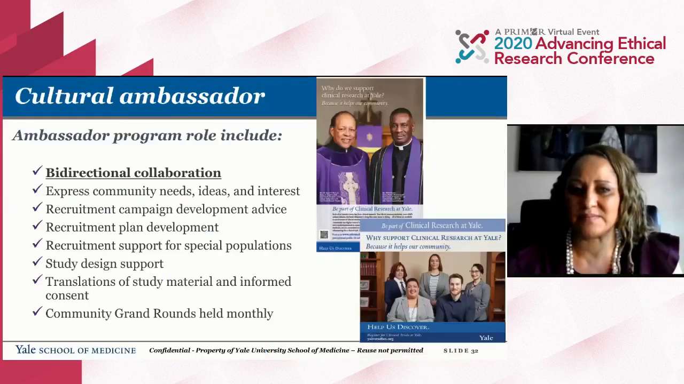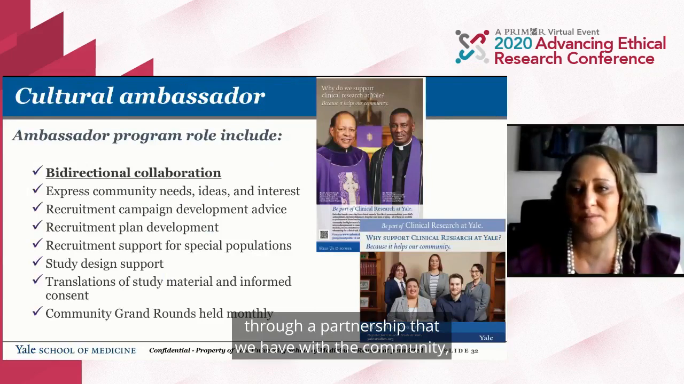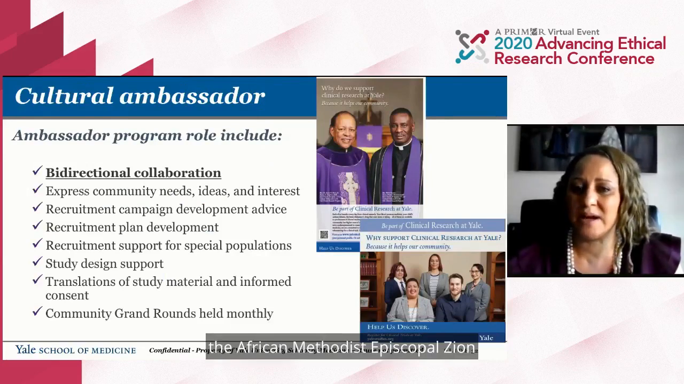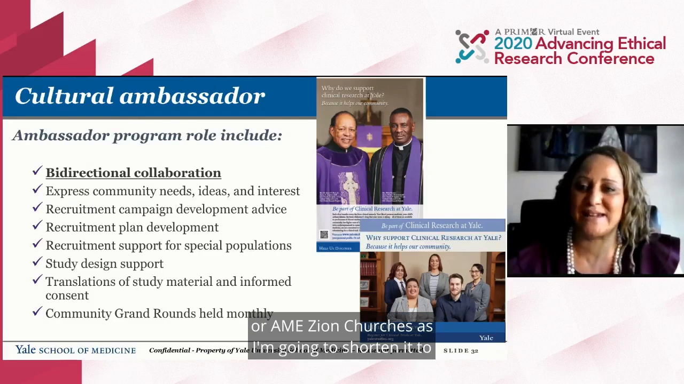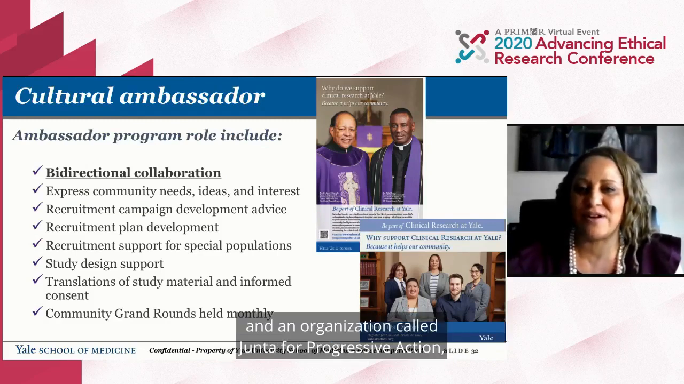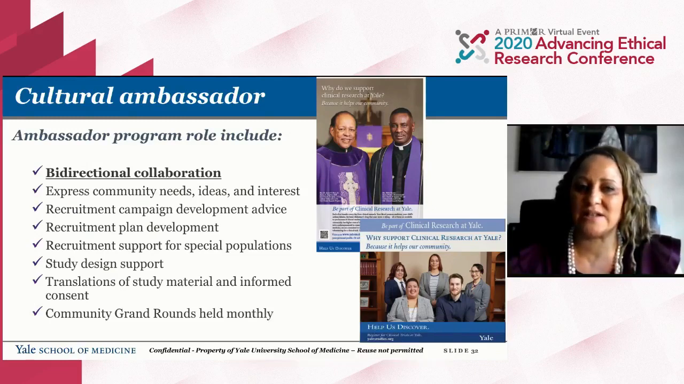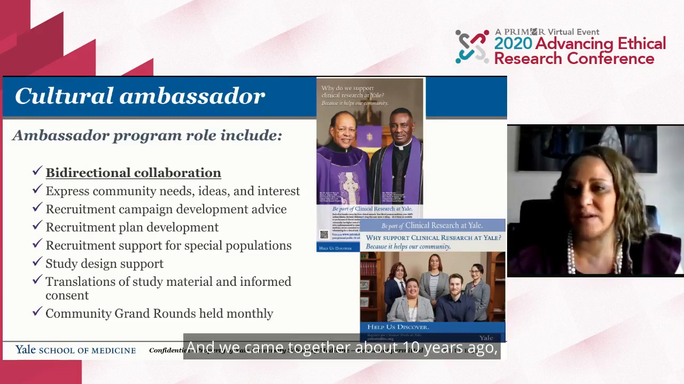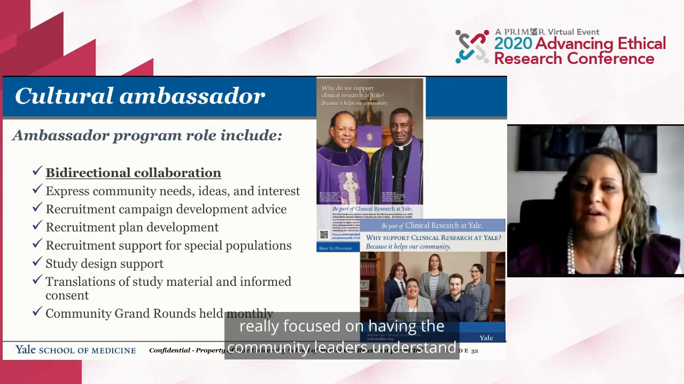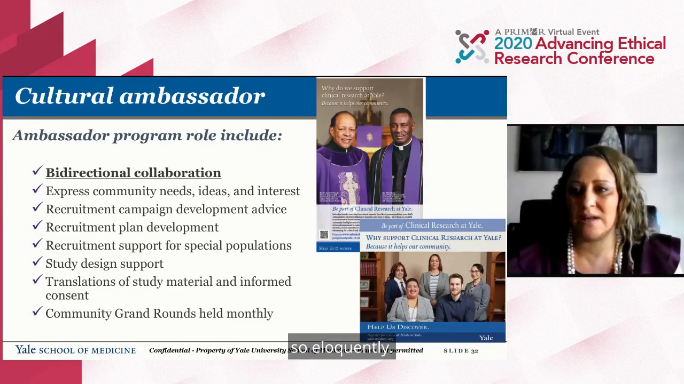Next slide, please. This approach has only been made possible through a partnership that we have with the community, the African Methodist Episcopal Zion, or AME Zion churches, as I'm going to shorten it to for the rest of the presentation, and an organization called Junta for Progressive Action, which is a Latino, Latinx facing advocacy organization in New Haven. And we came together about 10 years ago, really focused on having the community leaders understand the issues that Barbara and David and Laura covered so eloquently.